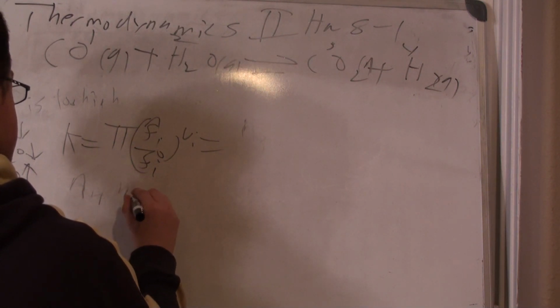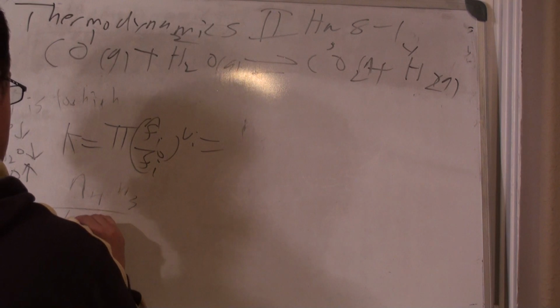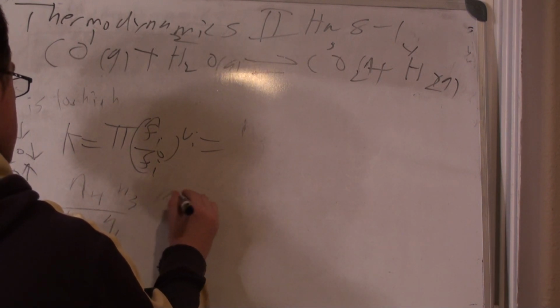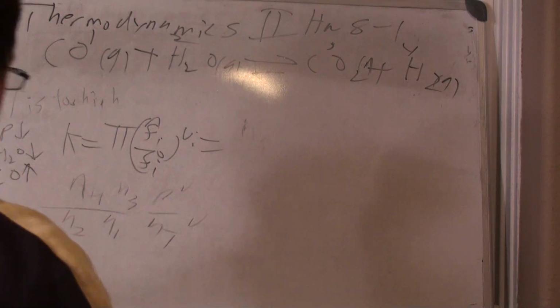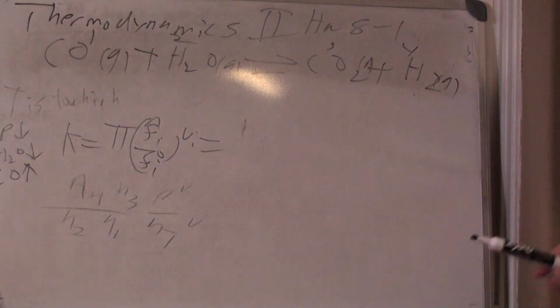N4, N3 over N2, N1 times P to the nu over N total to the nu. Now, it's not perfect, but hopefully you can see that.